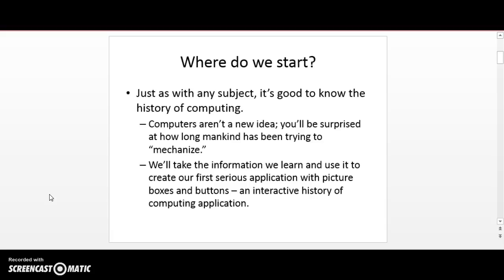Just as with any subject, it's good to know the history. As I said, these aren't a new idea. We've been trying to mechanize things for a long time. And then we're going to take this information and turn it into our project for the quarter, where we're going to have an interactive application with pictures and buttons, and you can click on a button about one of the objects and pictures and text will appear, and then click on a button about one of the other devices and the ones that were on there will disappear and the new information will appear in its place. So we're going to do a little interactive program that hopefully we can compile into an executable so you can take home and show your parents.